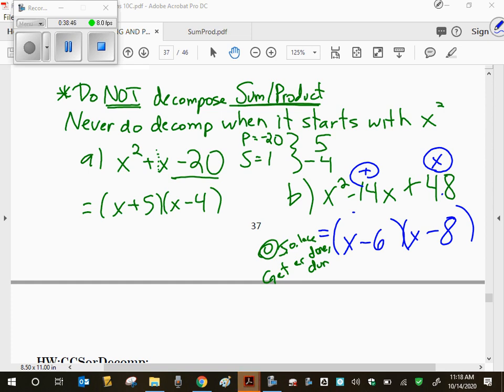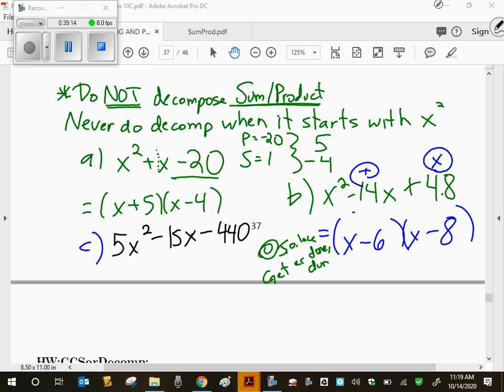All right, good job. Let's do one more. This one, I can understand if you decomp because it does start with a 5x squared. Let me use a different color. So 5x squared, subtract 15x, subtract 440. So this one does start with a 5x squared, so it kind of looks like decomp.